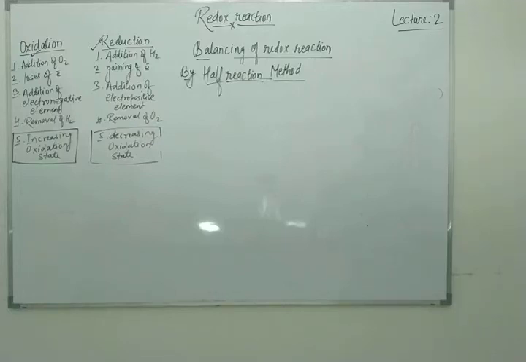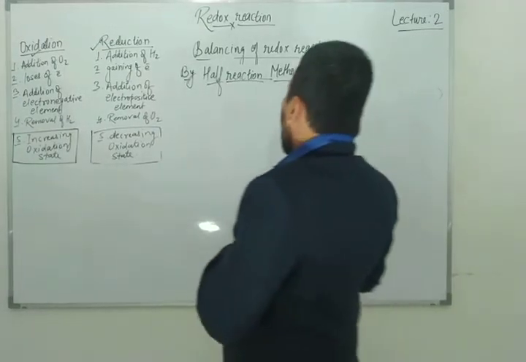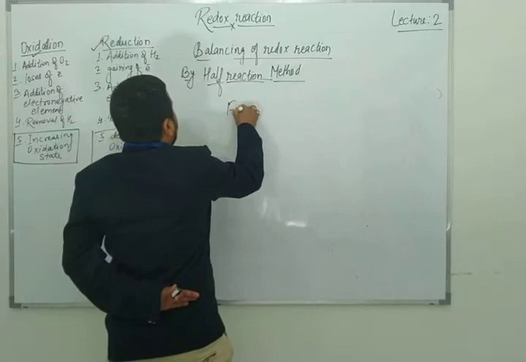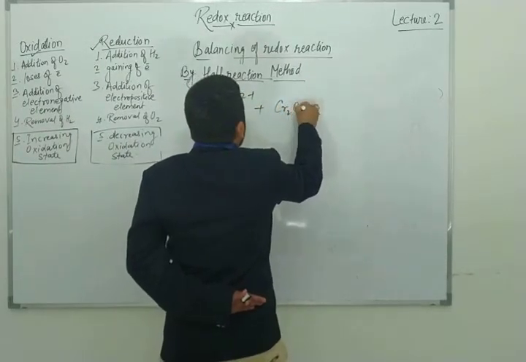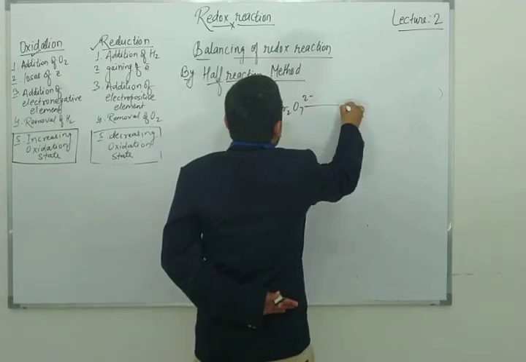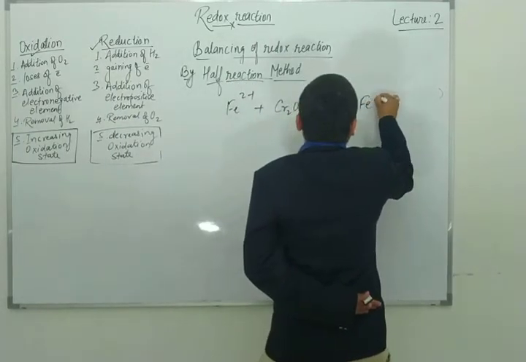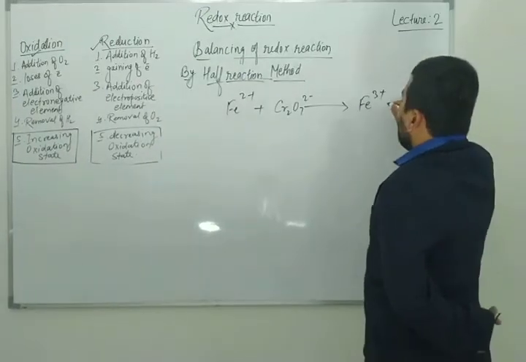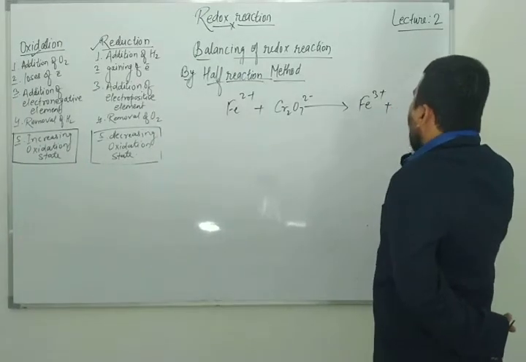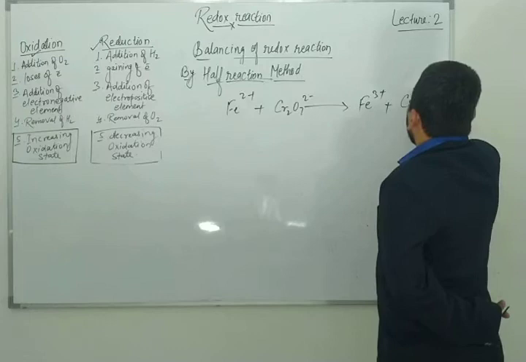any unbalanced equation in the acidic ionic form. Acidic ionic form means, just suppose here, iron plus dichromate ion I am taking. Iron is here +2 and Cr2O7 2 minus, and here I give you that iron has converted into +3 and chromium has also been converted into +3.